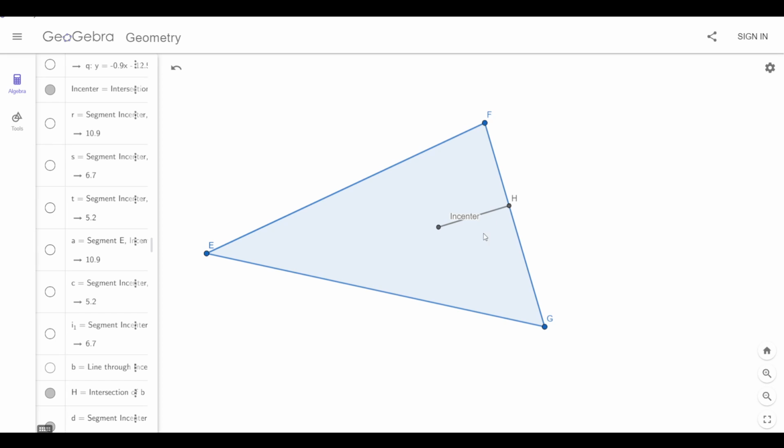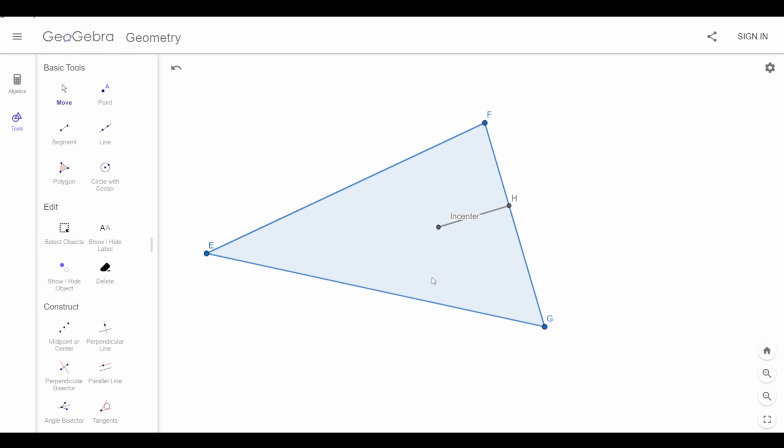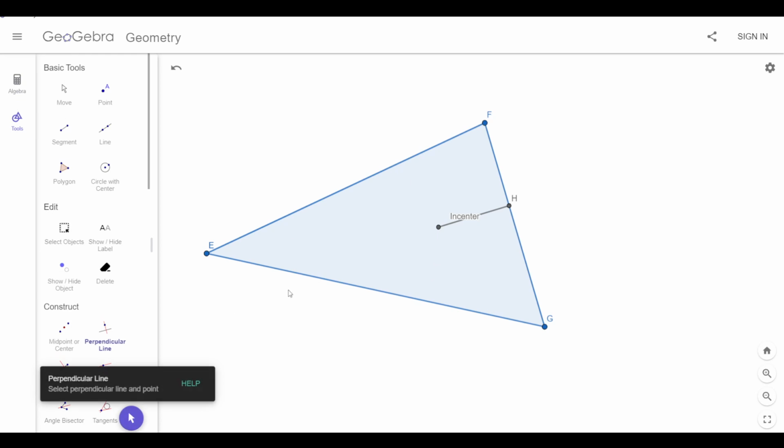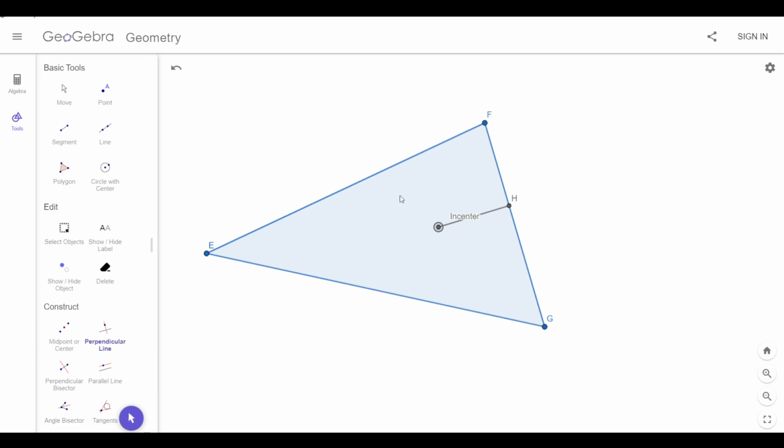Now, what did this theorem say? This theorem says that the incenter is equidistant, right? It's equidistant from all three sides. So what am I going to do from the incenter to this side? Find the perpendicular. That's right. Okay, so I'm going to go perpendicular from here.